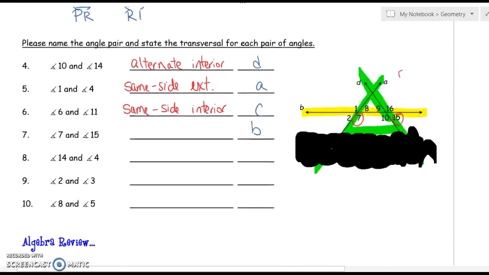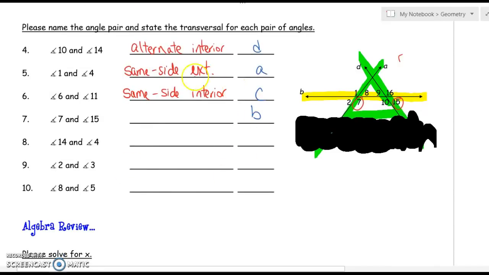All right. By the way, with these problems down here, an answer of none is a possibility. You might not have any relationship. 7 and 15, though, if you notice, they are on the same side of the transversal. They're both below this yellow transversal. One's interior, one's exterior, and they don't touch. So this is going to be an example of corresponding angles.